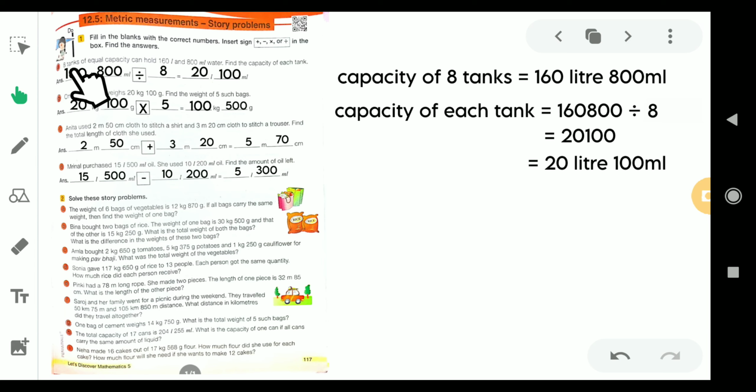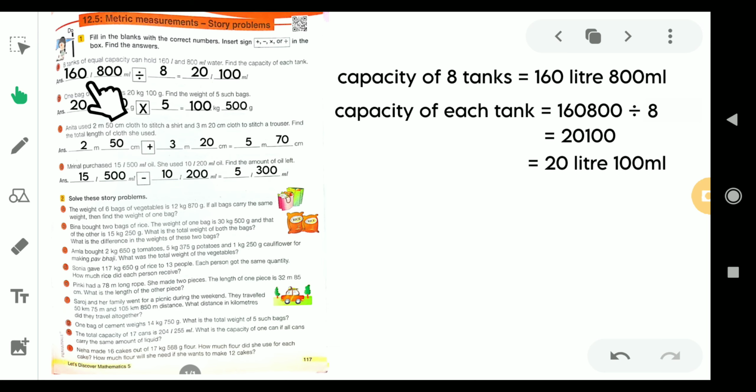Your first question is, 8 tanks of equal capacity can hold 160 liter and 800 ml water. Then find the capacity of each tank. So there are 8 tanks and each tank will have equal capacity, and the total capacity of those 8 tanks is 160 liter and 800 ml, and they are asking the capacity of each tank. So first we take the total quantity, that is 160 liter 800 ml, and since they are asking the capacity of each tank, we have to divide this total quantity of the 8 tanks by 8 tanks.